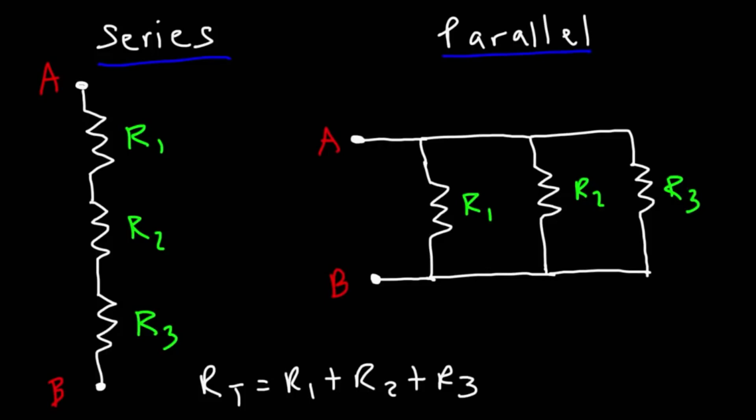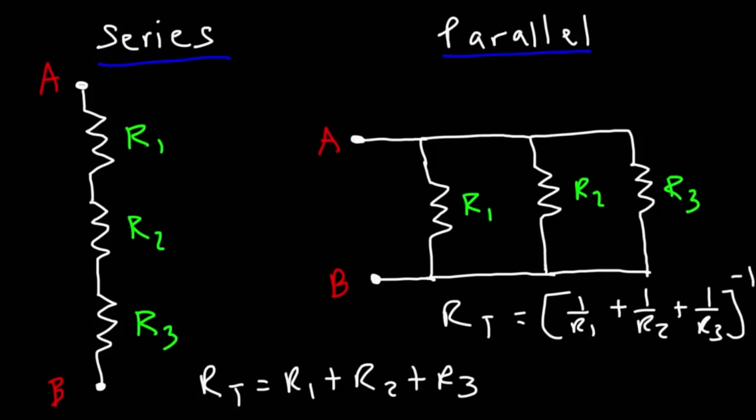In a parallel circuit, the more resistors you add in parallel to each other, the total resistance actually goes down. To calculate the total resistance, you can use this formula. It's (1/R1 + 1/R2 + 1/R3)^-1. And I'm going to give you an example of that shortly. But right now, I want you to understand something.